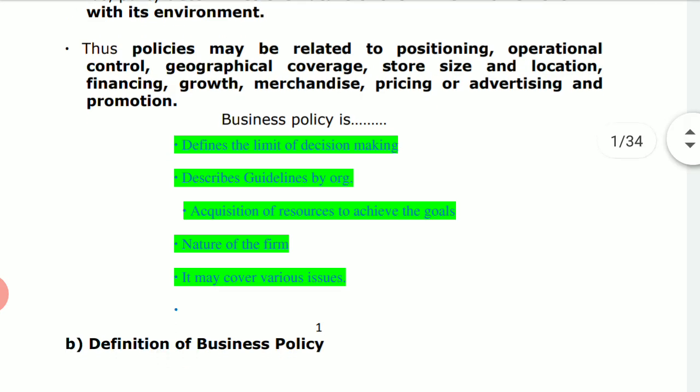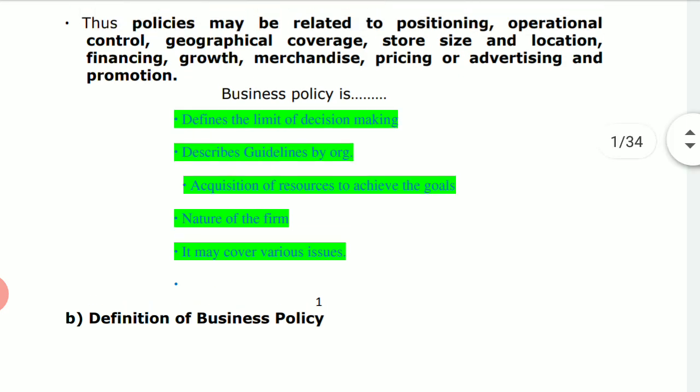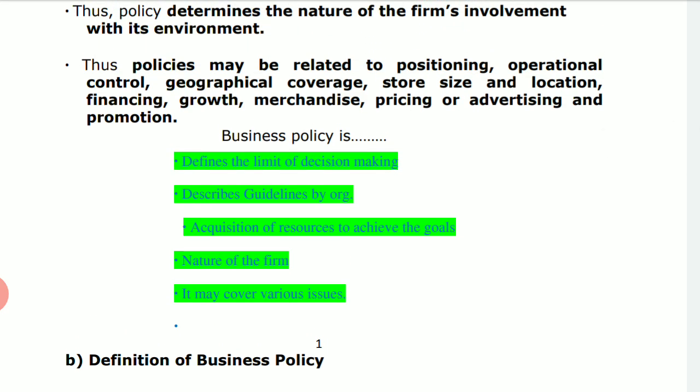Thus policies may be related to positioning. Positioning of the product, operational control, that means whatever the operations are taken up and how to control it, maybe how geographically you want to have the coverage, store size and location, financing, the growth, maybe merchandise means the selling of the product, pricing or advertising of the product, and the promotion. In any case, when you want to take up the decisions, it is the policies that you have to understand related to the examples that have been given here, right?